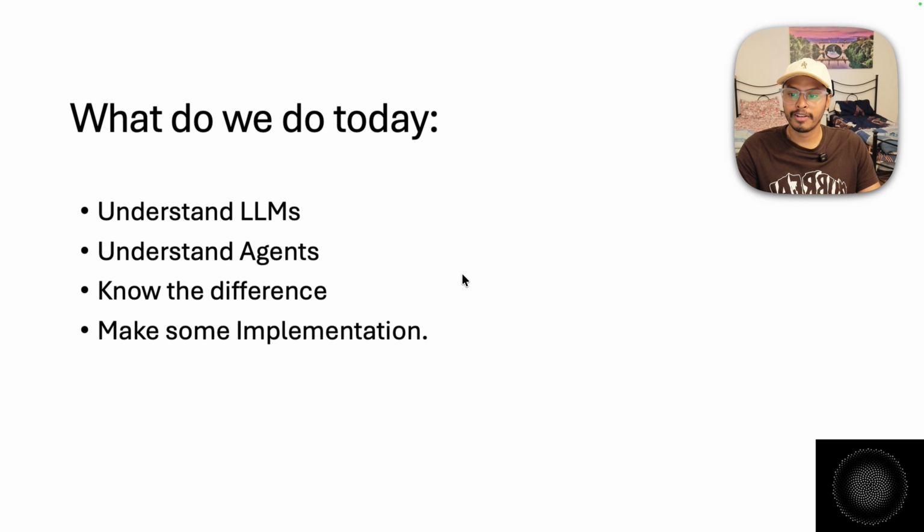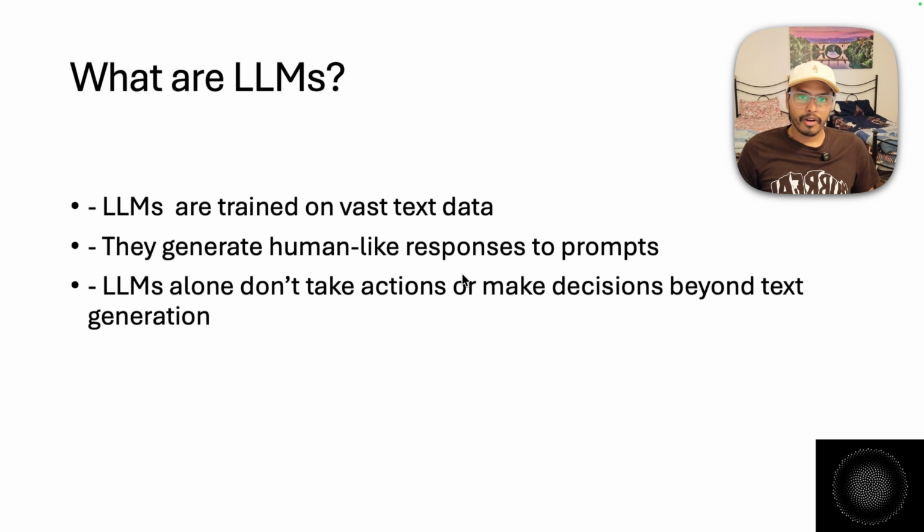Today we're going to understand a few concepts and try implementing a few things that we learn. So what do we do? First we are going to understand what LLMs are. We are going to understand agents, then know the difference between an LLM and an agent, and do some simple implementation of an agent. So that's it. Okay, moving on. What are LLMs? I'll keep this very short.